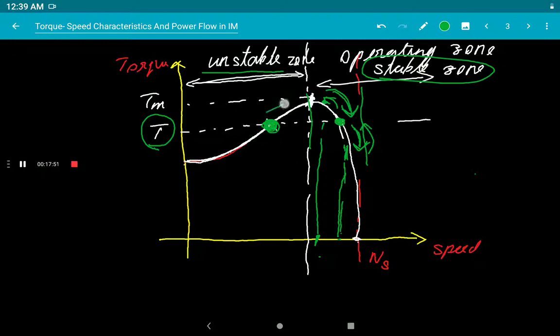Then the speed increases, the operating point shifted to here. So this is the new operating point here. What happened at this? Here you can see this is our speed. As compared to this point, speed will be increased. When speed increases, what happens? At this stage, when the speed increases, torque also increases. And from the characteristics, you can see the torque also increasing.